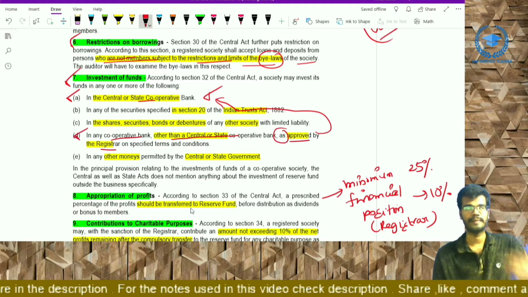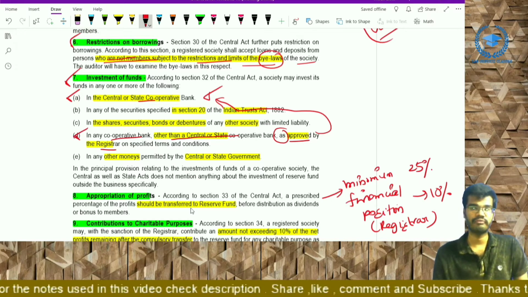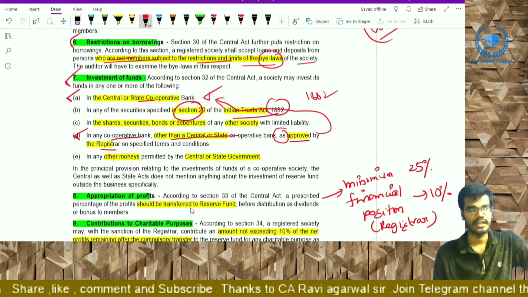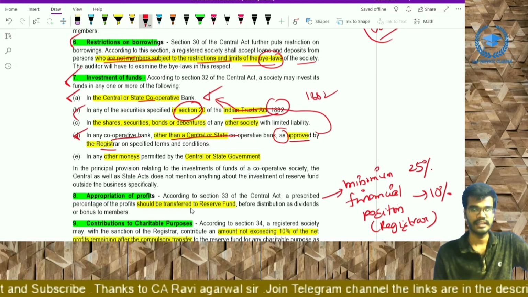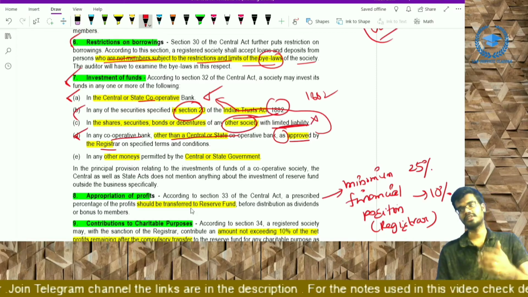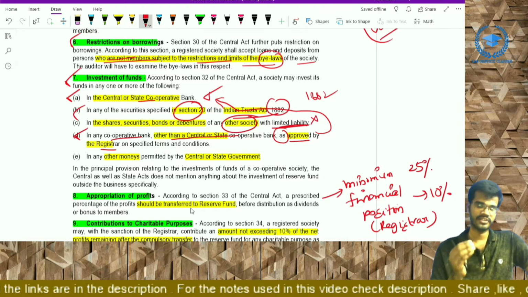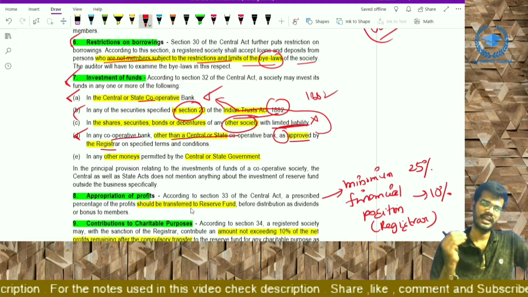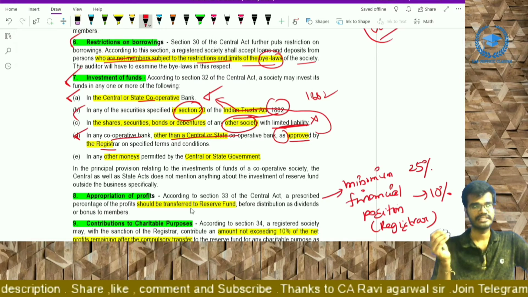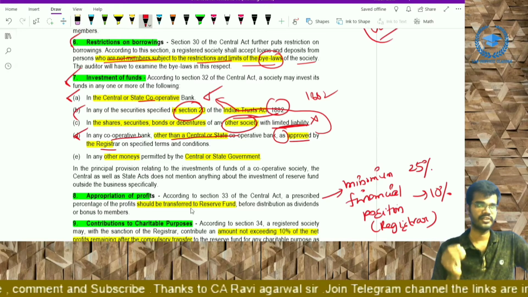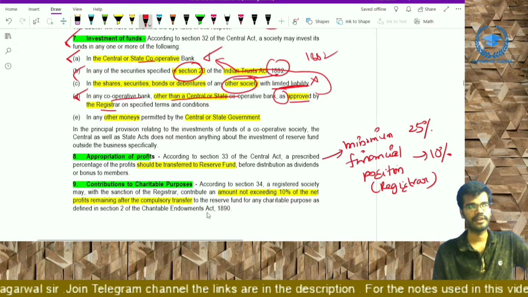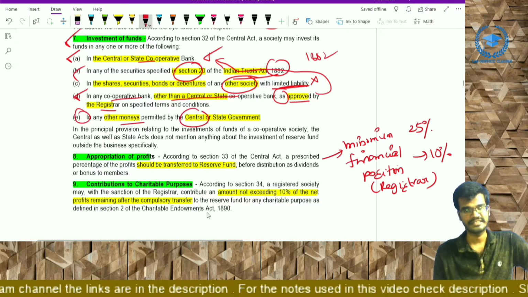And the next 2 are: any security specified in section 20 of the Indian Trust Act 1882. Right, this is the third one. And the fourth one is shares, securities and bonds of any other society with limited liability, meaning the liability of the society shall be limited. So the 4 points are: central or state cooperative bank; any other cooperative bank other than the central or state cooperative bank as approved by the registrar; section 20 of the Indian Trust Act 1882; and shared securities of a society having limited liability. Right, and the residual point is any other mode permitted by the central or state government.